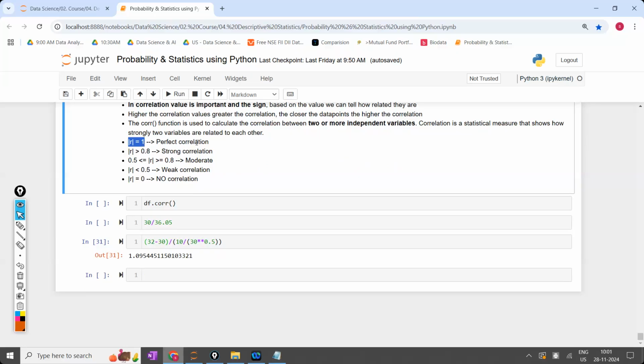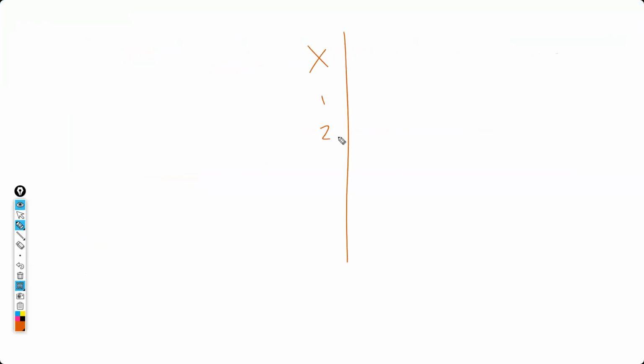Exactly equal to 1 is called perfect correlation. Let us take an example. X is equal to 1, 2, 3, 4, 5. Y is equal to 6, 7, 8, 9, 10. If you observe, after calculating, the correlation between them will be 1. Perfect correlation.